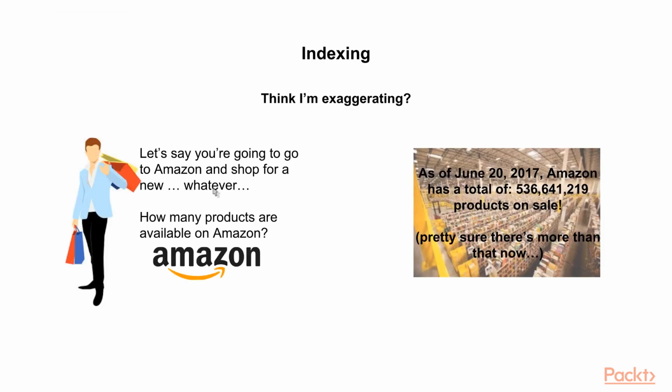Now, in case you think I'm exaggerating, let's say you're going to go to one of my favorite sites, and that's Amazon, and you're going to buy whatever it is that you desperately need, and you're going to type that into the search field that Amazon provides. I'm looking for widgets, and Amazon's going to search their database. In June of 2017, Amazon reported over 500 million products in their product database, and I'm sure that number's gone up by now. So I'm not exaggerating when I talk about these numbers in terms of volume.